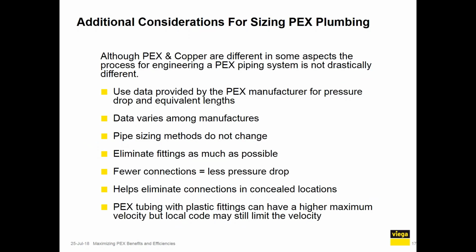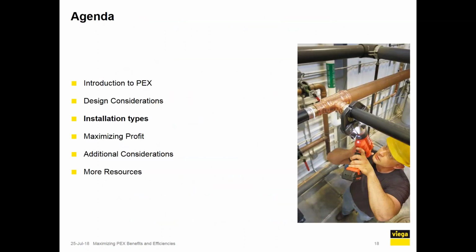A few other things to consider is that the piping size methods do not change between copper and PEX. There's fewer connections, less pressure drop, as we mentioned. PEX can help eliminate connections in concealed locations. And PEX tubing with plastic fittings can have a higher maximum velocity, but local code may still limit that velocity in your design, so you just need to consider that as well. It's always wise to refer to your local AHJ as well as the manufacturer to just fully understand all of the recommendations when choosing a PEX system.